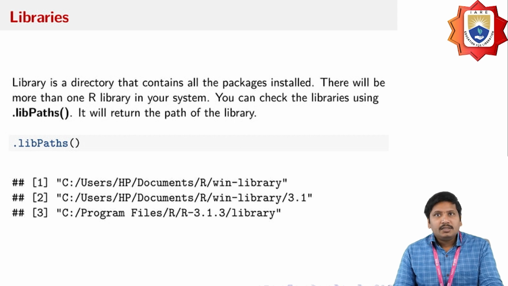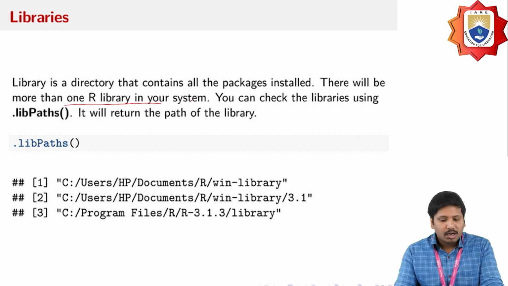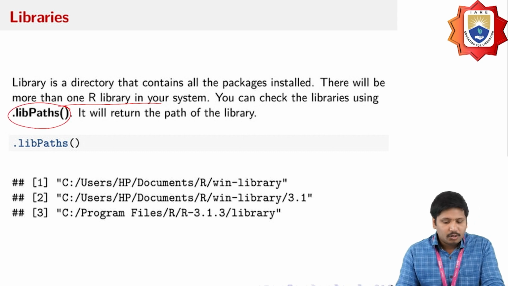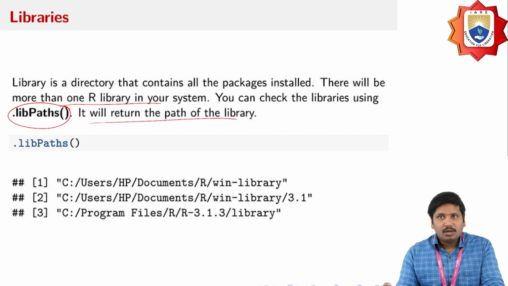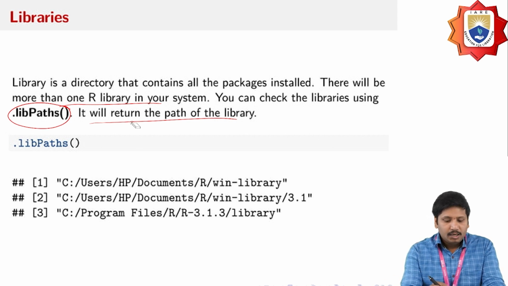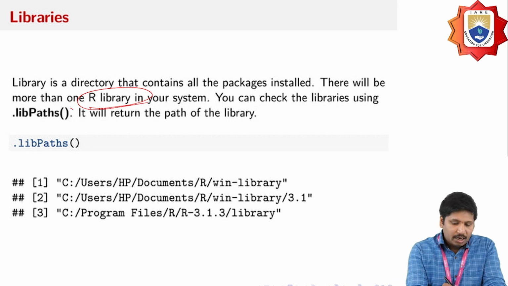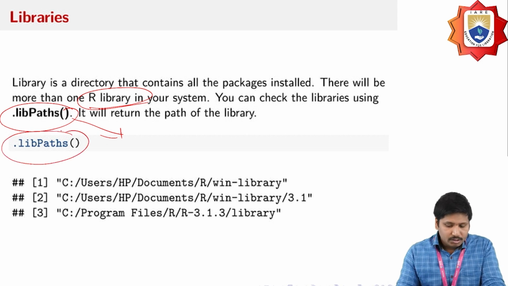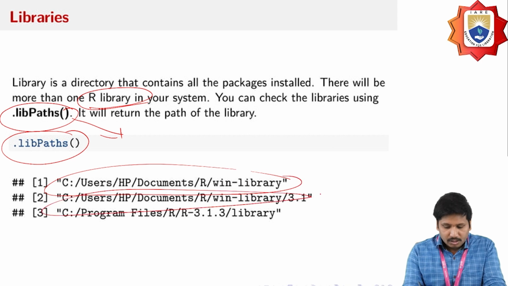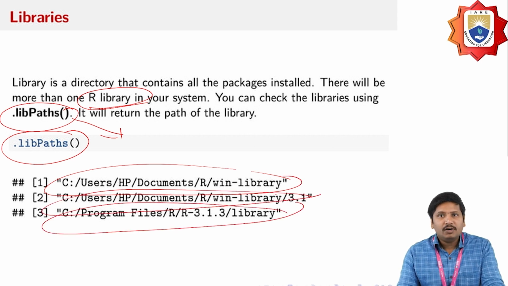The library is the directory that contains all the packages installed, and there will be more than one R library in our system. We can check these libraries by using the function .libPaths(), which returns the path of the library. If I specify .libPaths(), then I can get the libraries like this. These are the libraries that are needed for our program.